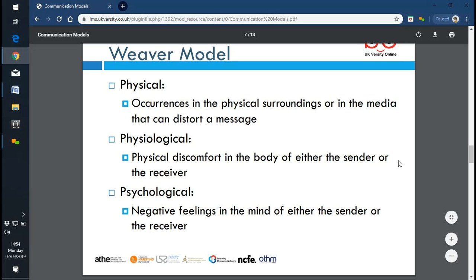Physical discomfort in the body, either from the sender or the receiver. In other words, they're not listening properly or not giving the right information because of their own physical discomfort. They could be in a bad position or in a hurry, something of that nature.